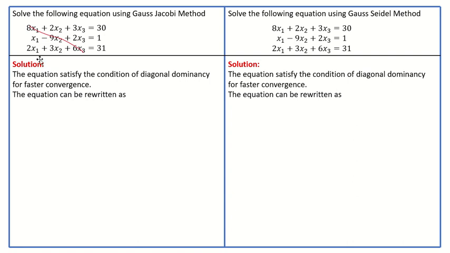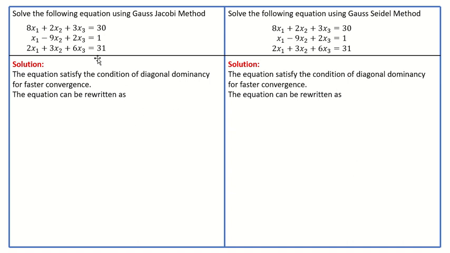For the second equation, the coefficient of x2 comes in the diagonal line. Here this 9 is greater than the other two coefficients. Similarly, in the last equation, the 6 is larger when compared to the other two coefficients. So this is arranged in such a way that the diagonal elements are greater than the other numbers. If we arrange the equations this way, then whenever we do the iterations of any method, it will converge faster. So we have to check it, and in this system the diagonal dominance is already there. Therefore, we will go straight to solving the equations.